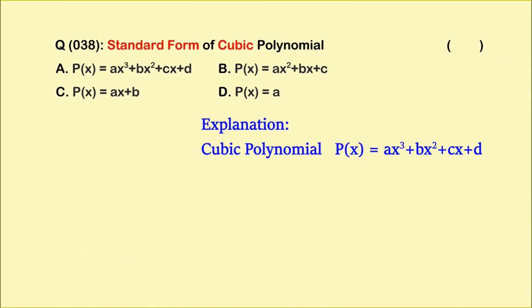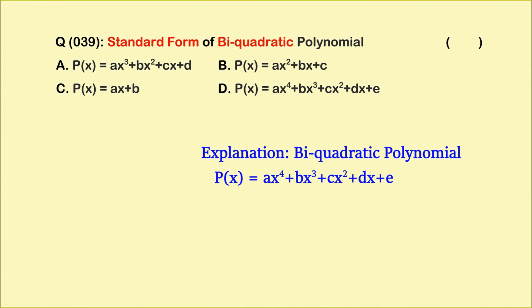Question number 38. Standard form of cubic polynomial. As you know, the standard form of cubic polynomial is ax to the power of 3 plus bx square plus cx plus d. So A is the right answer. Question number 39. Standard form of biquadratic polynomial. As you know, the standard form of biquadratic polynomial is ax to the power of 4 plus bx to the power of 3 plus cx square plus dx plus e. So D is the right answer.